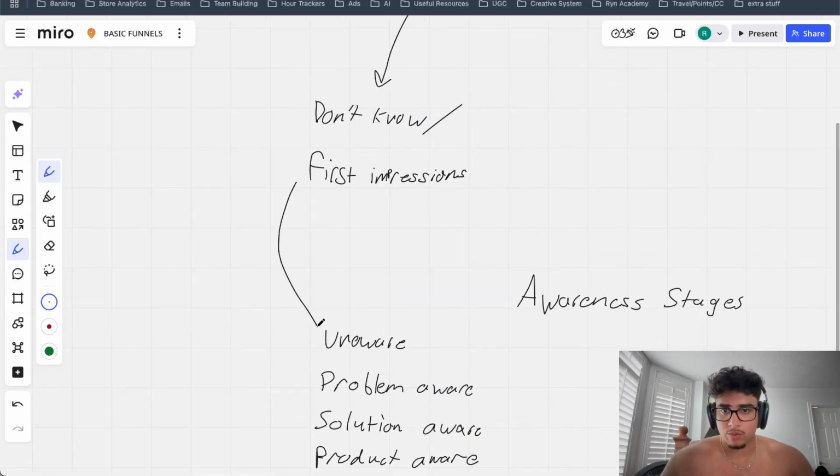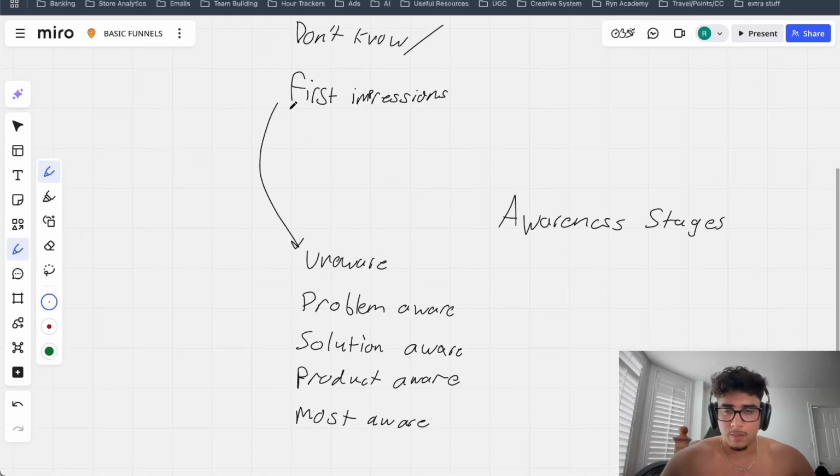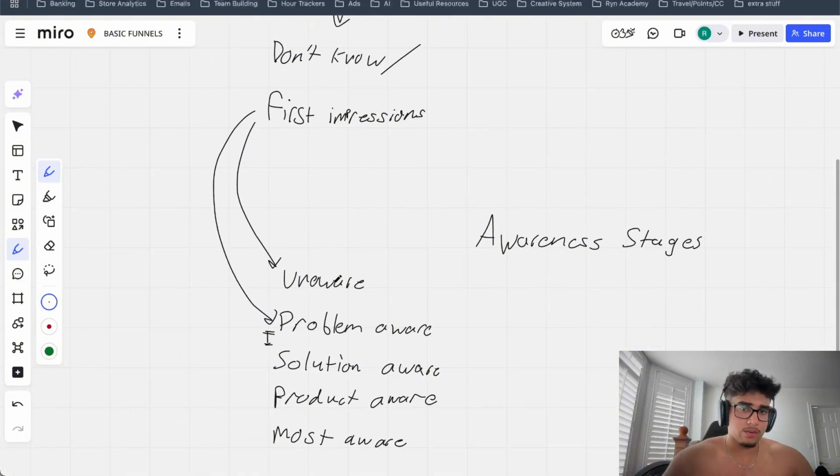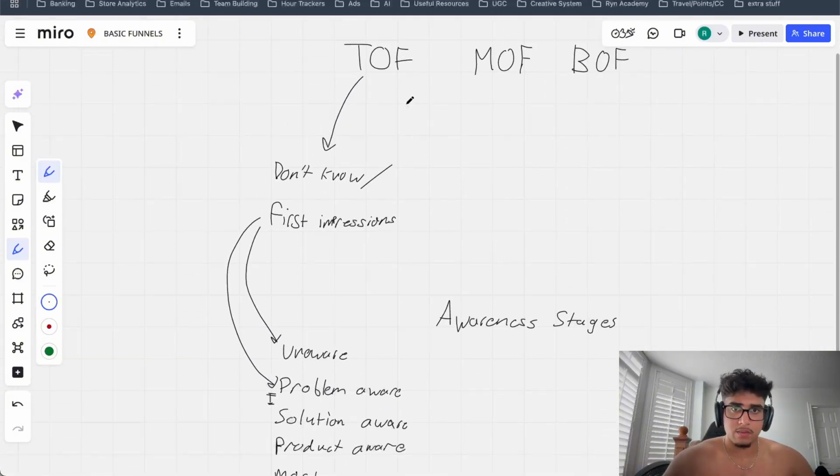But top of funnel would go into unaware, and top of funnel also goes into problem aware, and it can be in between these two, right? But it's usually problem aware, right? That's going to be your main point for top funnel.